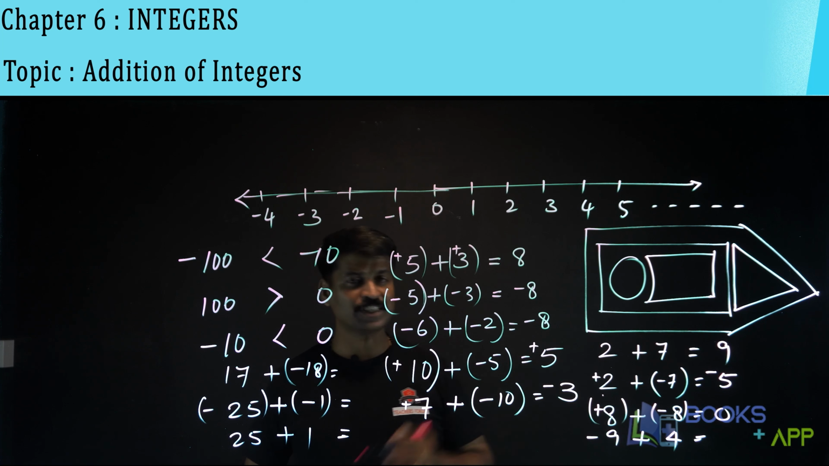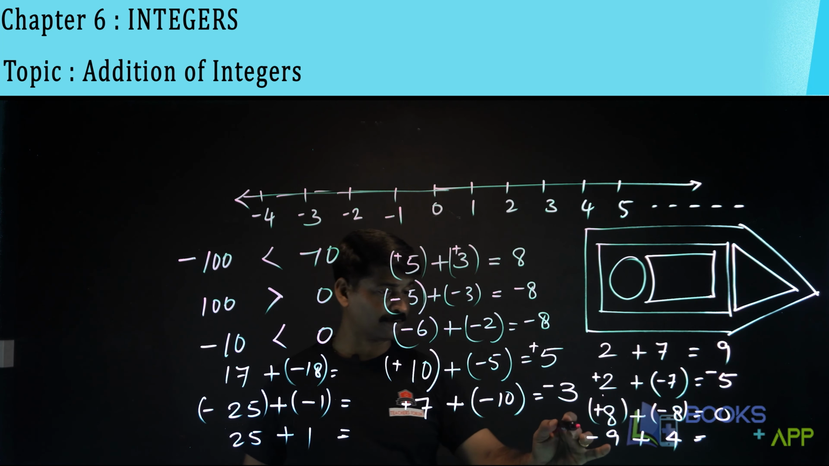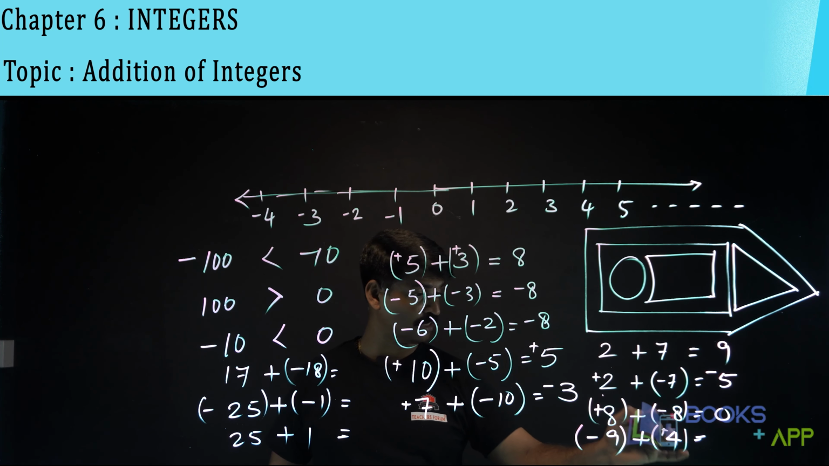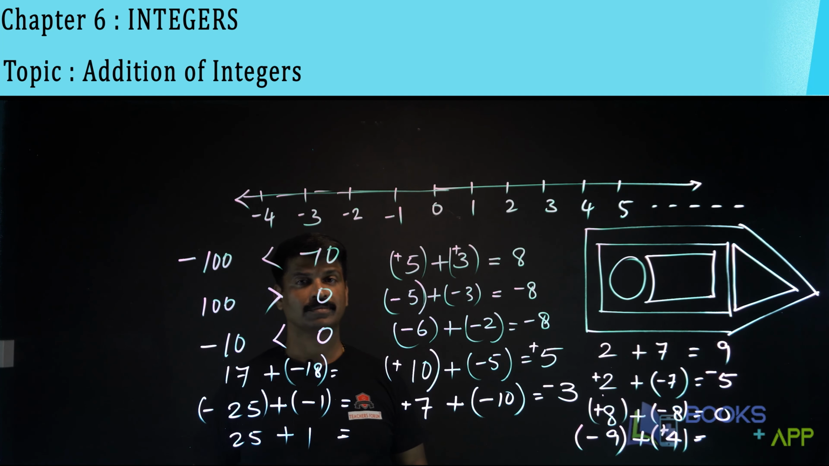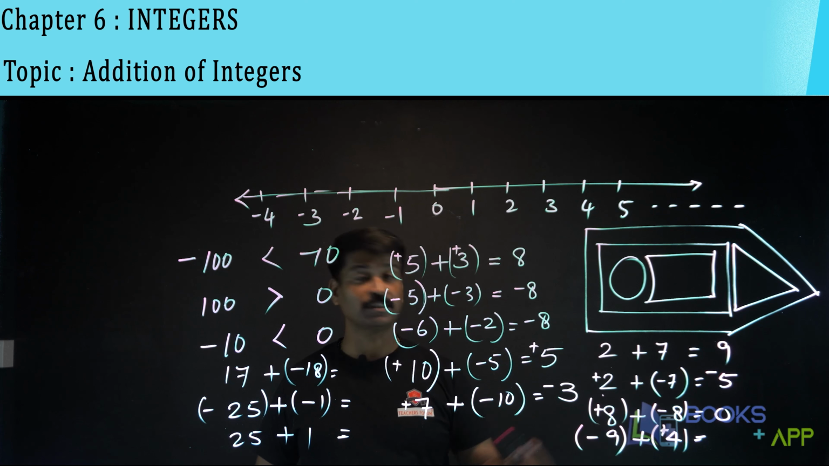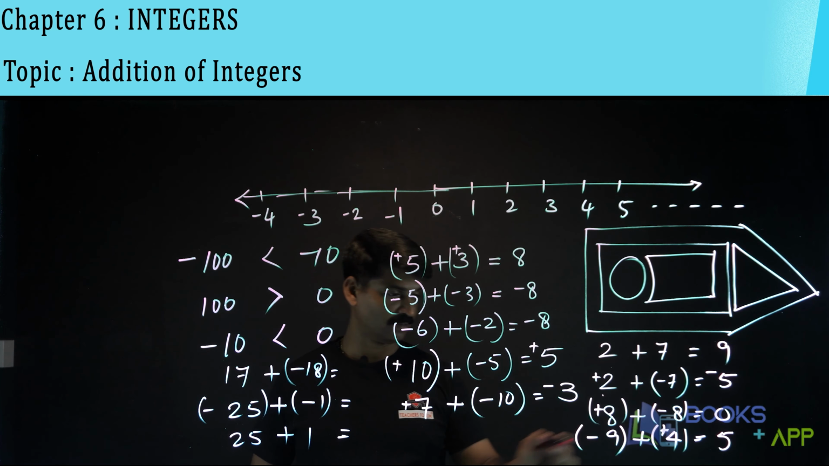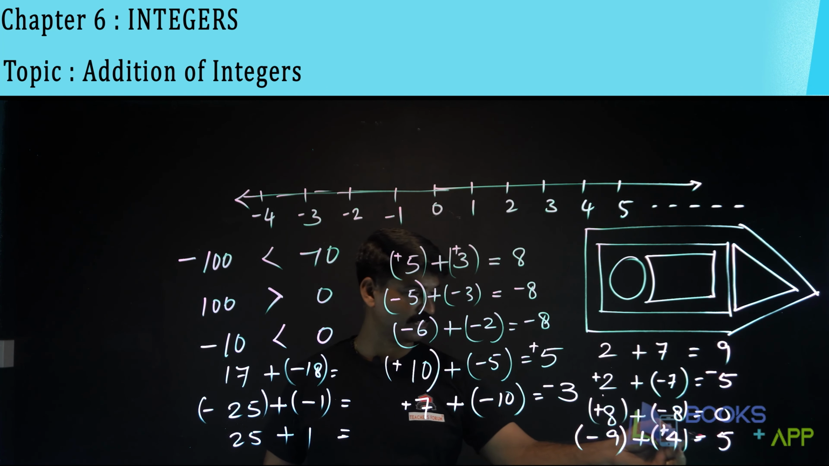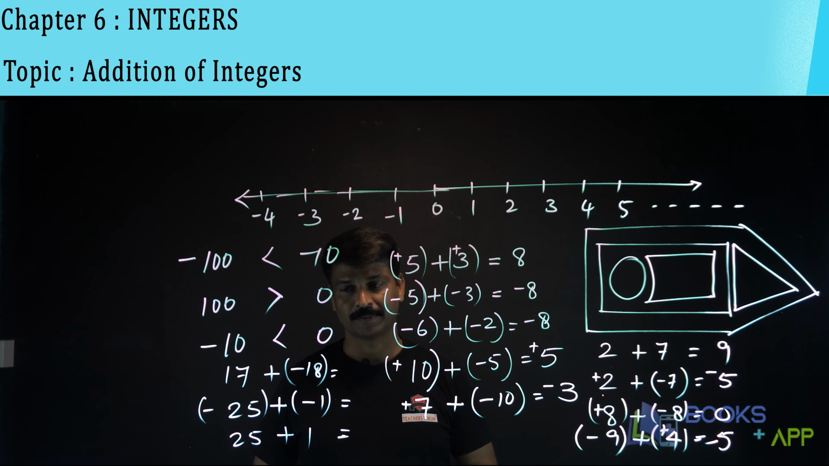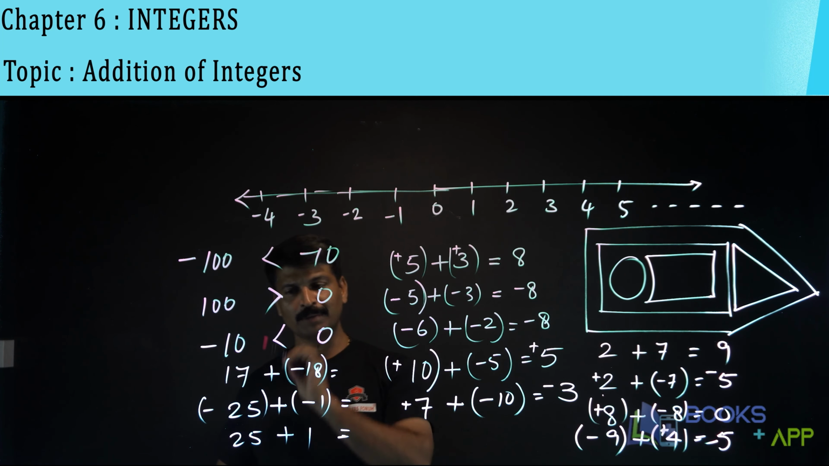Clear? Now the next one, minus 9 plus 4. One is a negative number and the other one is a positive number. So what you have to do? When a positive number and a negative number comes, you should subtract 9 minus 4. From the greater number, we subtract the smaller number. So 9 minus 4, 5 you should write. Now you give the symbol of the greatest number. 9 is the greater, its symbol is minus. So it is minus 5. I think it is clear to you. Can you tell me this?